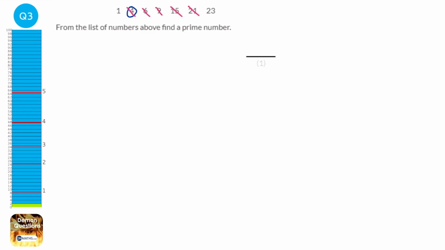Now 1 is a bit of a special case. The definition is that it has to be in 1 and its own times table, and technically 1 is only in one of those, so 1 is not a prime number. The smallest prime number is actually 2, but 2 is not in this list. 23 though is not in any other times table, so 23 is a prime number.